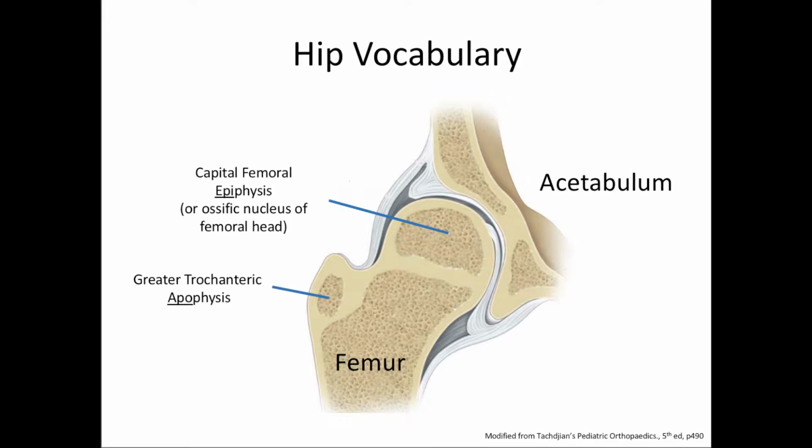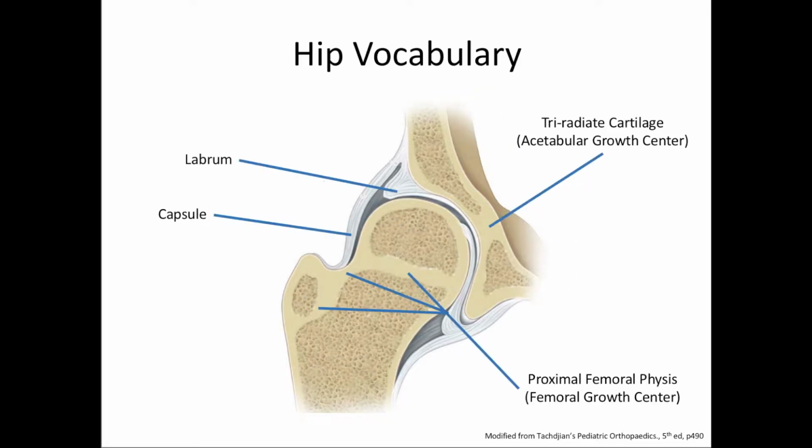To be on the same page, we need to first be speaking the same vocabulary. So the capital femoral epiphysis is the ossific nucleus of the femoral head, or the ball. There's also a part of the femur called the greater trochanteric apophysis, where the hip abductor muscles attach. The acetabulum, as you know, is another name for the hip socket. There are quite a few other important structures, including the labrum, which is the lining or the lip of the acetabulum, as well as the hip capsule. The proximal femoral physis is the femoral growth center, and the triradiate cartilage is the acetabular growth center.